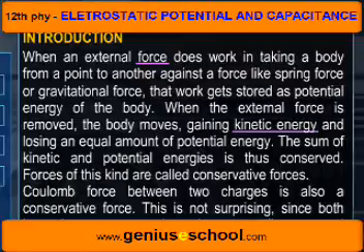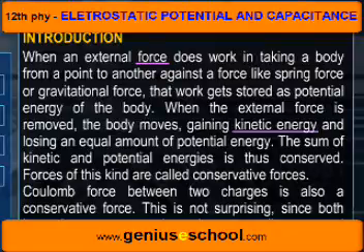When an external force does work in taking a body from one point to another against a force like spring force or gravitational force, that work gets stored as potential energy of the body. When the external force is removed, the body moves, gaining kinetic energy and losing an equal amount of potential energy. The sum of kinetic and potential energies is thus conserved. Forces of this kind are called conservative forces.